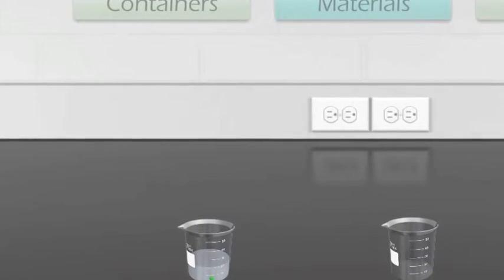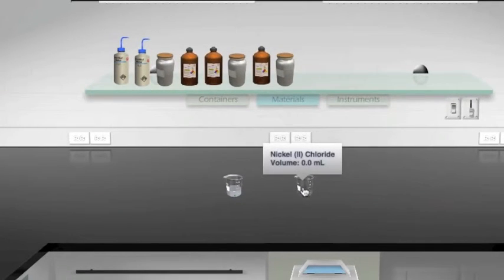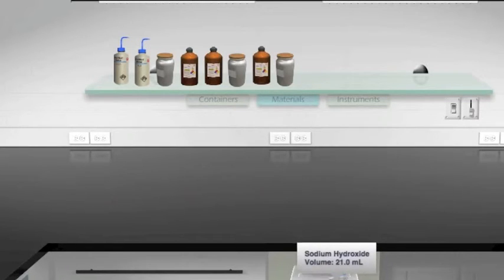sodium hydroxide. It can be concluded this reaction is a precipitate reaction. This is because the cations and anions in the aqueous solution combine to form an insoluble solid, or precipitate. This is the bright green solid sitting at the bottom of the beaker.